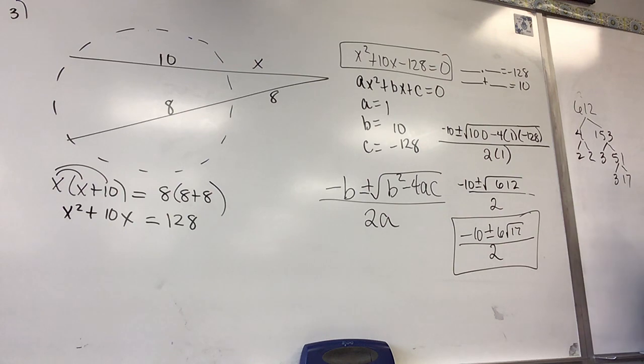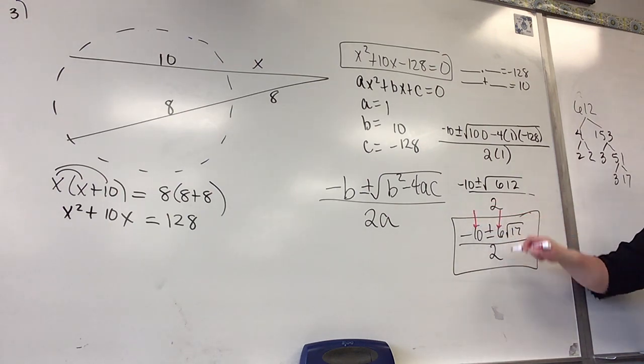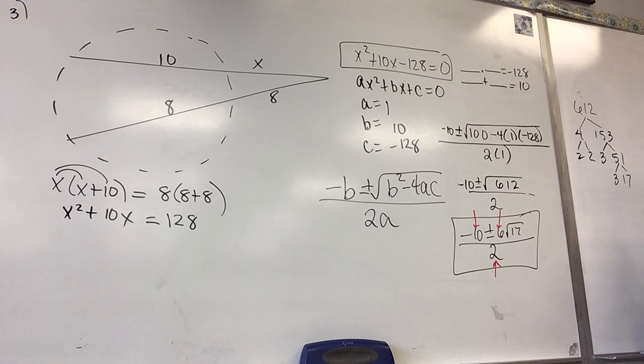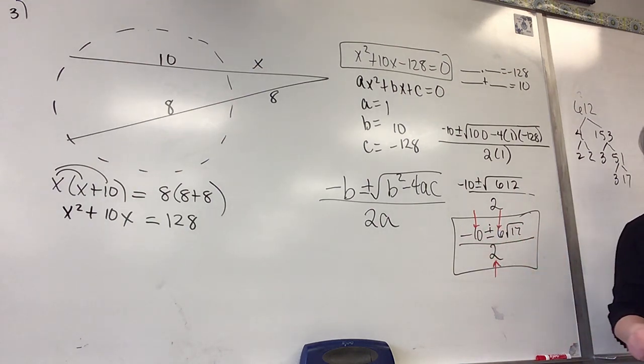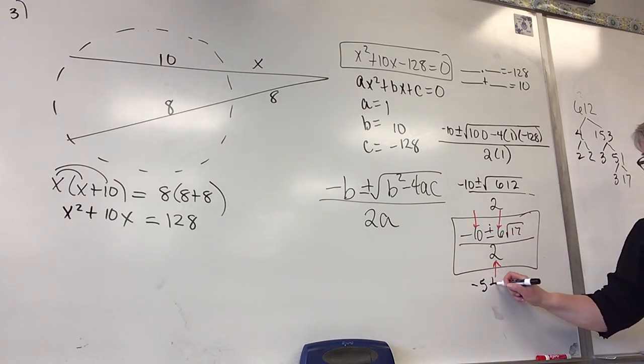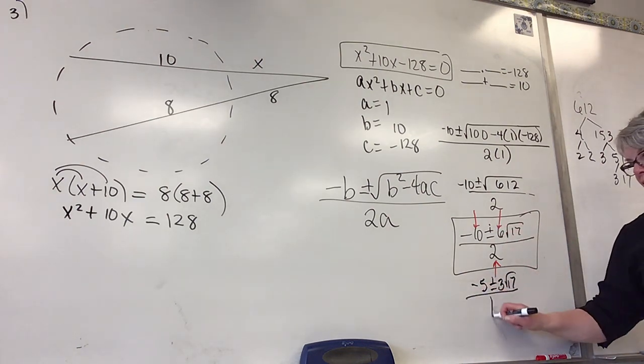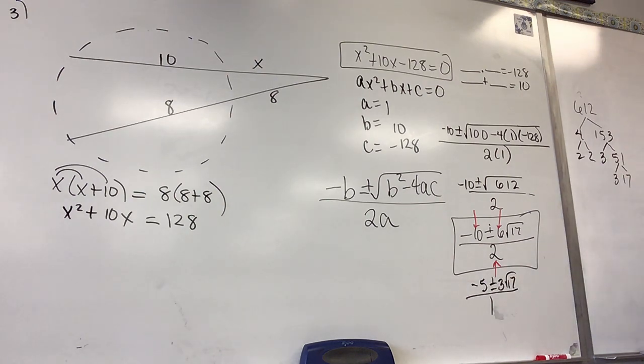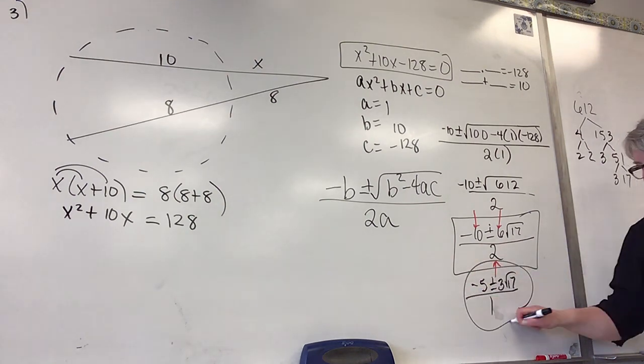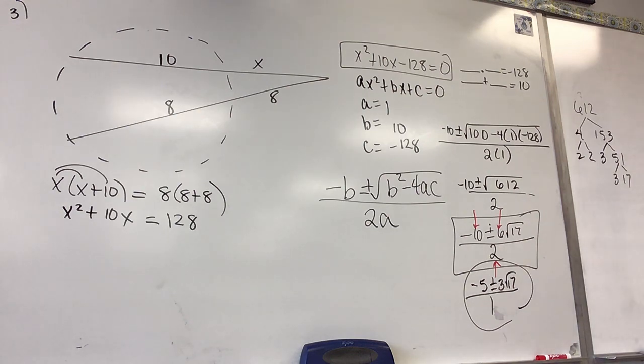Okay. One more time, you're going to roll your eyes. Are you ready? You look at these 3 positions only and put arrows on them. Those 3 positions, if they're divisible by the same number, then you can reduce it. If they're not all divisible by the same number, then you can't. They're all divisible by what? 2. So negative 5 plus or minus 3 radical 17 all over 1. And you don't have to put the 1. Negative 5 plus or minus 3 radical 17. You like it better or worse?